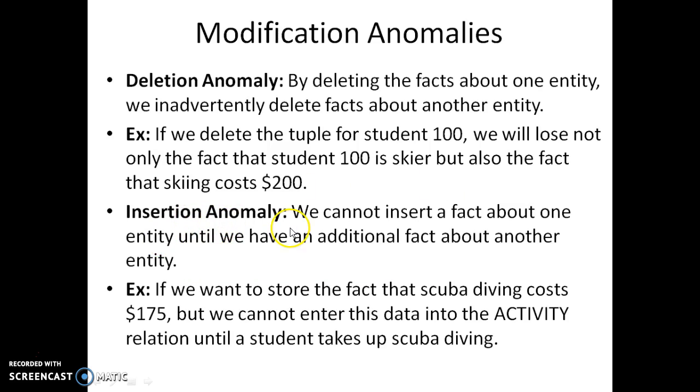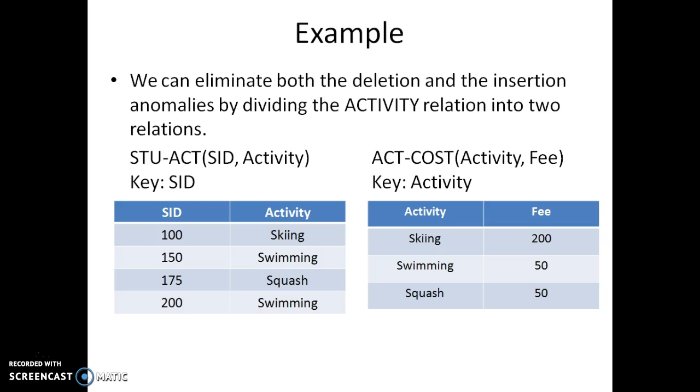The second anomaly is the insertion anomaly. We cannot insert a fact about one entity until we have an additional fact about another entity. For example, if we want to store the fact that scuba diving costs $175, we cannot enter this data into the activity relation until a student takes up scuba diving. These two are the anomalies present in the original table, and to eliminate them we have to decompose the table into two or more relations for maintaining the consistency of the database.